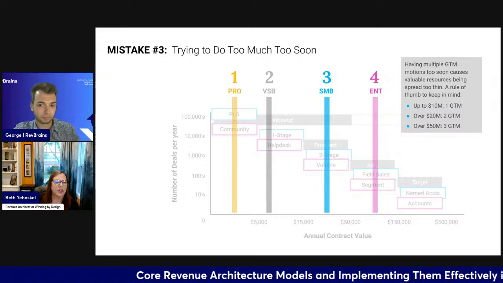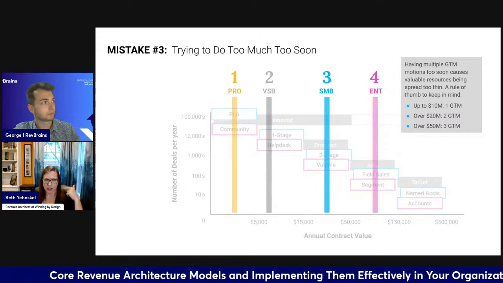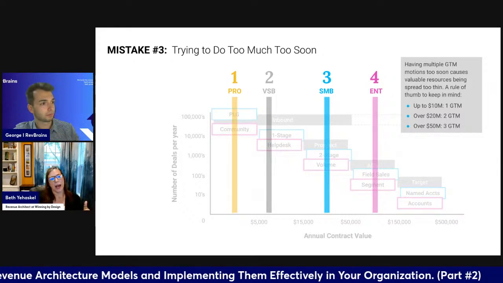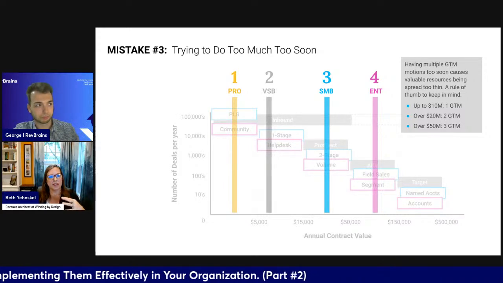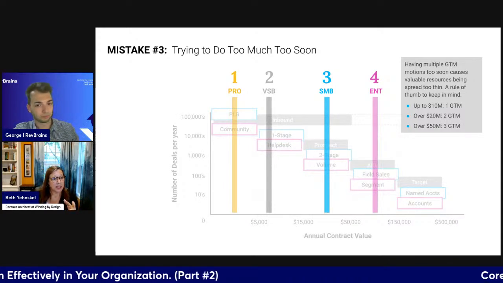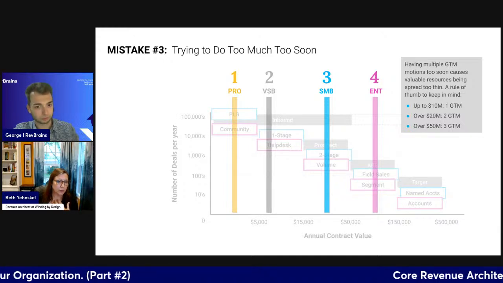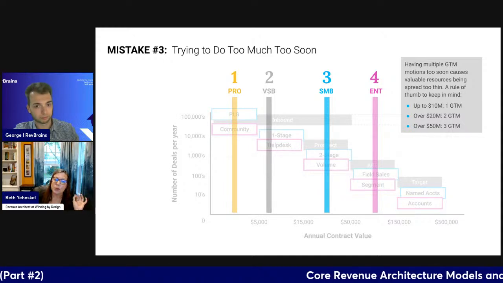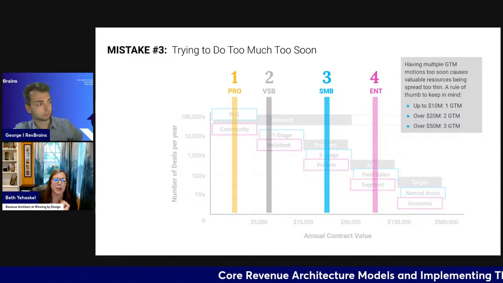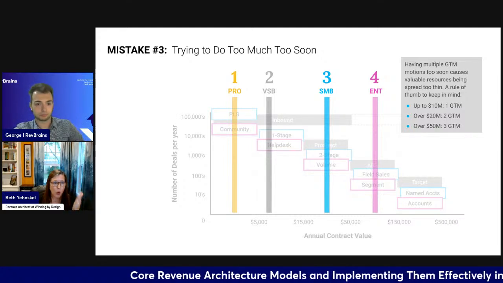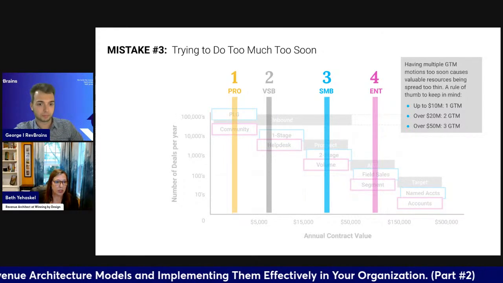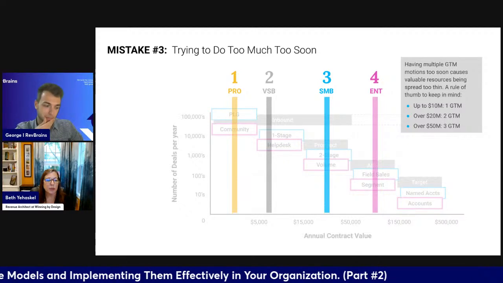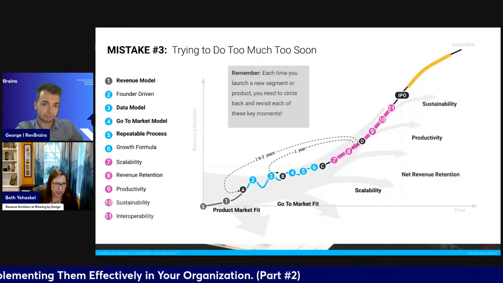I'm going to show another slide in a second that shows how to think about when and how to add on new segments or new products. But knowing when to say no and when to really focus is huge. Our general rules of thumb, again, not precision tools, is that up until about $10 million, just focus on one segment or product. At 20 million, two. At 50 million, then you can venture into three.